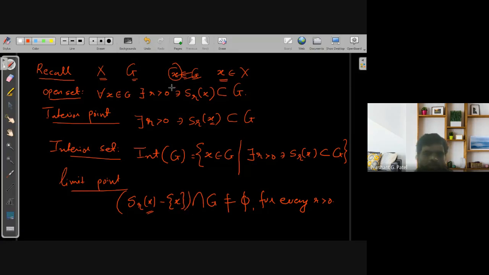So this is what we discussed in the previous lecture, and we also discussed examples of each property or definition. We have seen the examples also. Now the next concept that we are discussing here is the closed set.